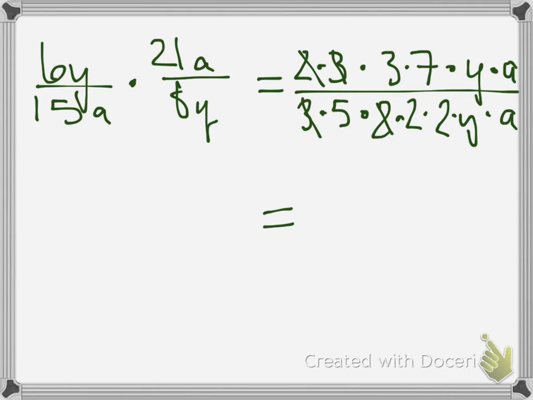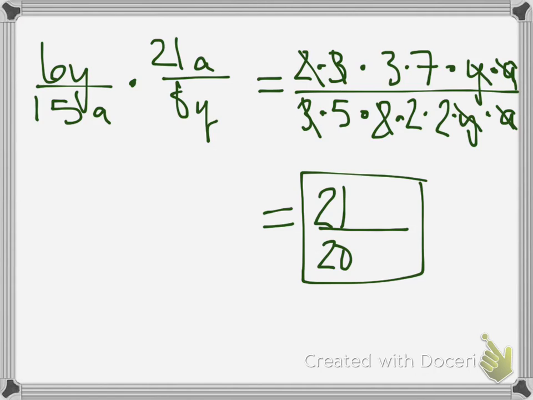All right, so number-wise, I have a 3 and a 7 left on top. That's 3 times 7, which is 21. Wow, that's interestingly coincidental. And then 5 times 2 is 10, and then another 2 would make 10 times 2, 20. So there's 20. The Y's cancel, the A's cancel, and that's it. I'm left with 21 over 20 as my simplified answer.